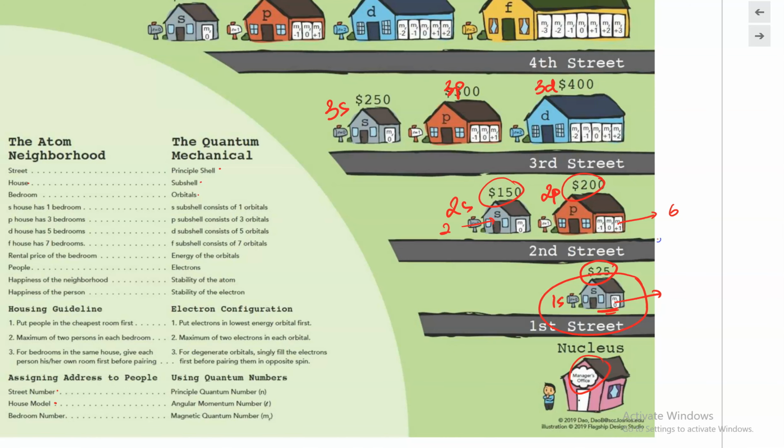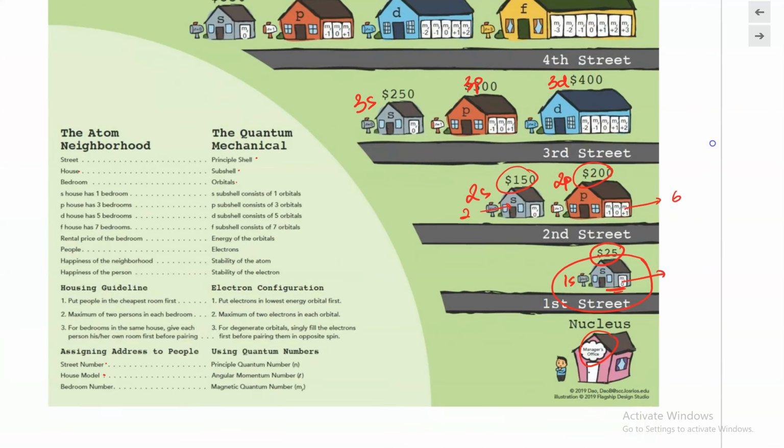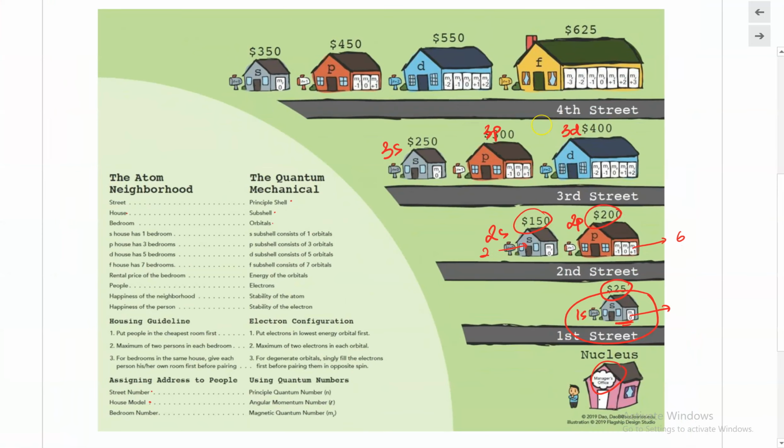of the principal shell. Okay, so this is how this atom neighborhood analogy would go, and I hope that it is helpful for many of you in understanding about the quantum mechanical model. And as we learn about the electron configuration later, this diagram right here, or this poster, will continue to be helpful in allowing us to see the association to the quantum mechanical model.